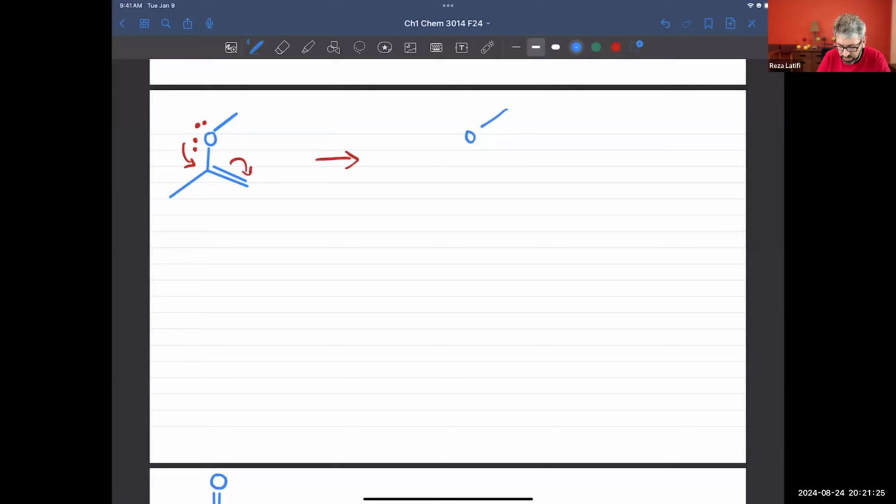We're going to get this structure. We're going to get a double bond, and then we have a carbon, and this carbon is going to have a negative charge. And of course, you have carbon there. This is equal to oxygen with a negative charge or lone pair there. And of course, there is a double bond here.